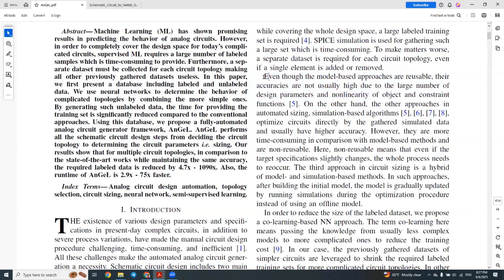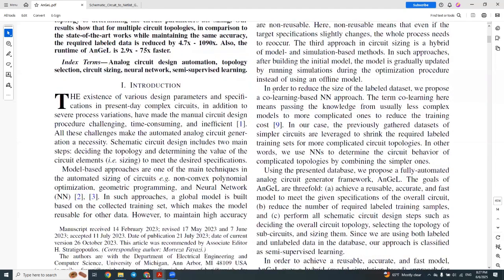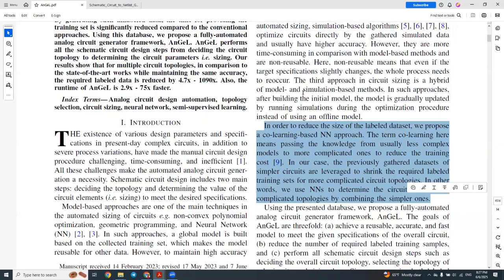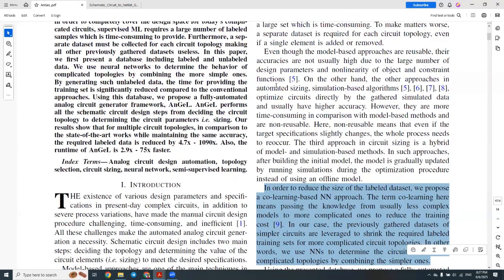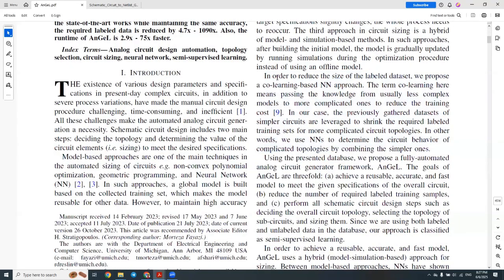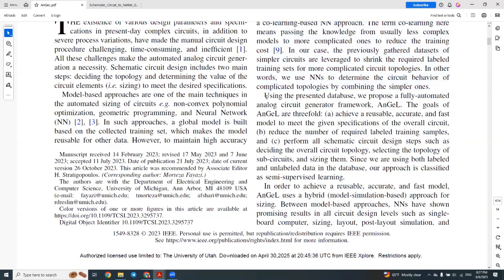Again, we start pointing out the problems. Then here, in order to reduce the size, we address one of the problems that we have mentioned. We say how, using our work, our tool, we have addressed one of the problems that was mentioned. Then here we have this famous paragraph: we present Angel.